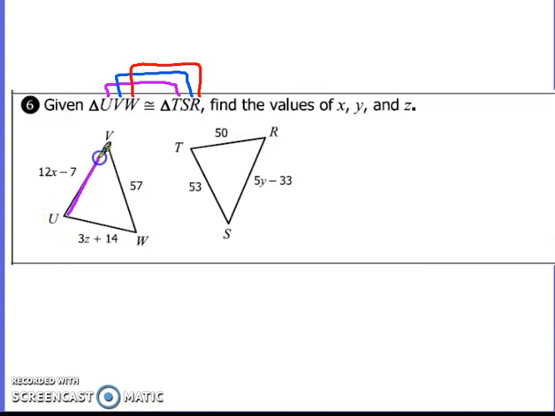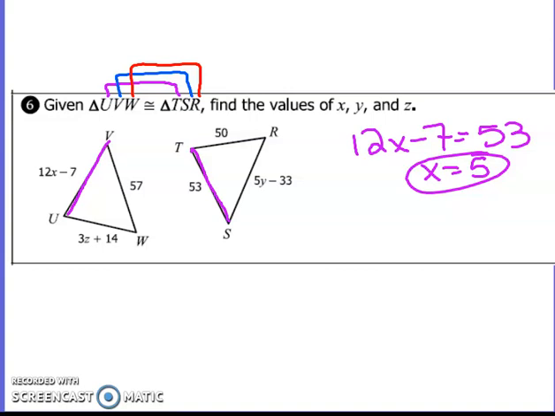If I look at side UV, that tells me it's 12x minus 7. Well, UV corresponds with TS. Well, if corresponding parts are congruent, that means 12x minus 7 equals 53. Well, if 12x minus 7 equals 53, that's going to tell me x equals 5. If I look at side UW, UW matches up with TR. Well, I know TR is 50. So I'm going to take 3z plus 14 and set it equal to 50. They're congruent parts, and congruent means they're equal. So z is going to equal 12.